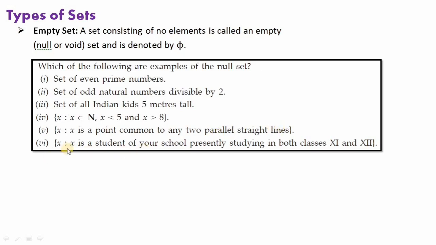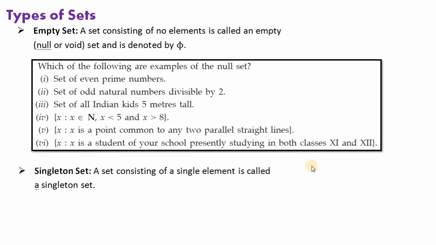So we have the last one, which says x is a student of your school presently studying in both classes 11 and 12. So there is no student in this world who is studying in two classes together. Okay, so this is also empty set. Hope the concept is clear to you. So if there is no element within the set, this is called empty set.